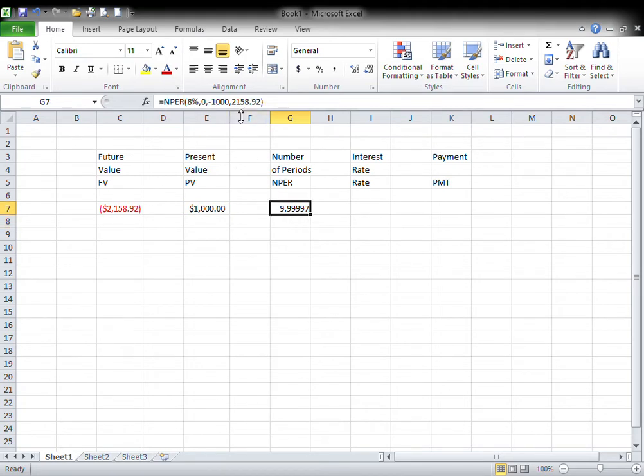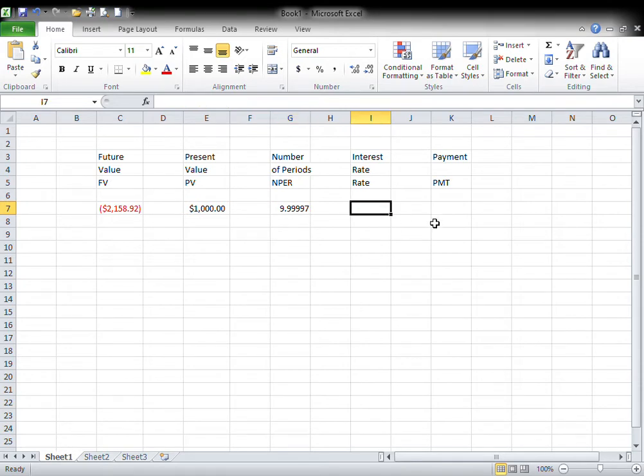Now, if I had made both positive, instead of a minus 1,000, I leave it as a positive 1,000, taking the minus sign out. You'll notice that Excel will throw its hands up and say, I can't calculate. One has to be positive and one has to be negative. So if you get this hashtag num, just change one of the two from positive to negative, and it will be able to calculate.